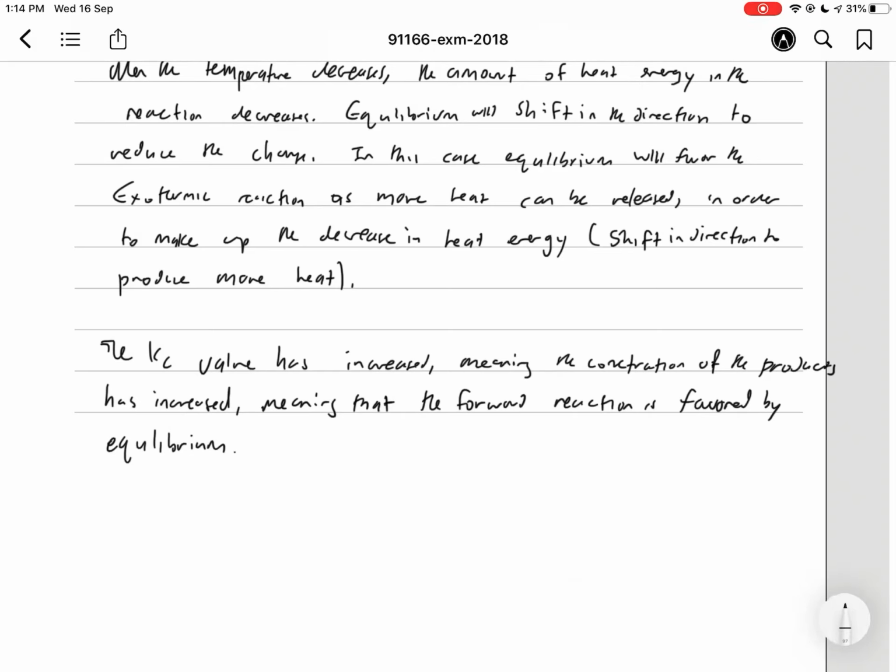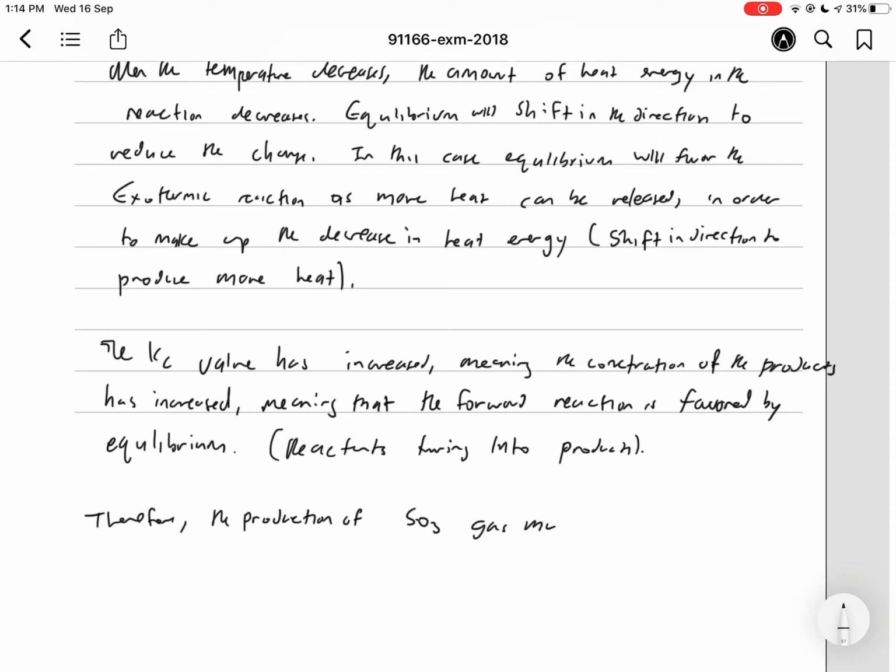So you can say that the forward reaction is favored by equilibrium, so that's more reactants, so reactants turning into products. And you can just conclude your statement, so therefore the production of SO3 gas must be exothermic. And that's really all we need to say for this question, okay?